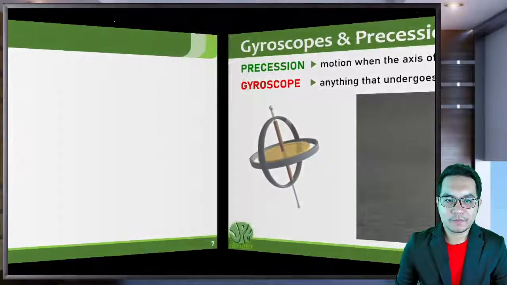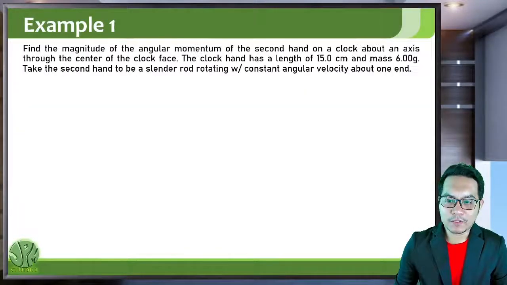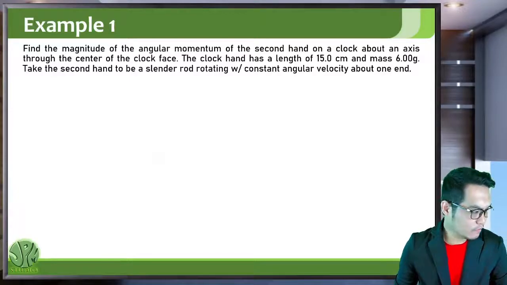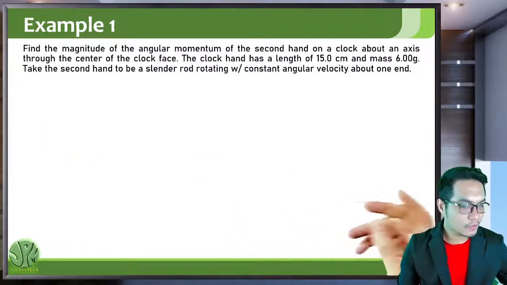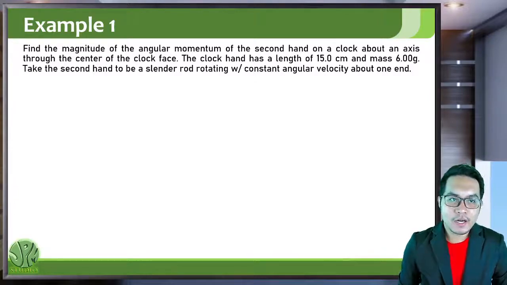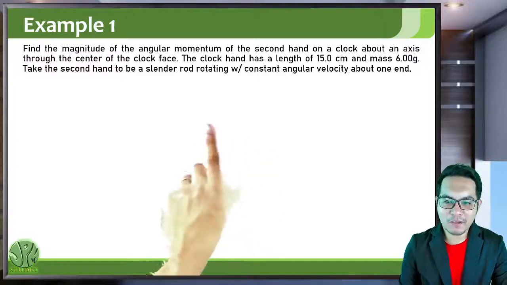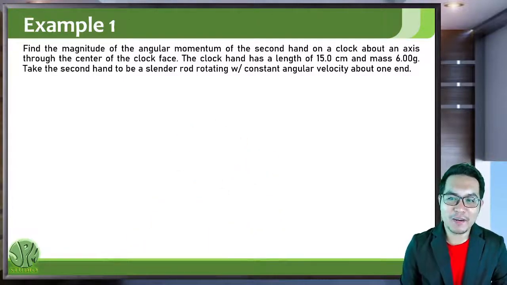Okay. So let's now have an example for this topic. We're asked to find the magnitude of the angular momentum of the second hand of the clock about an axis through the center of the clock. So the angular momentum of an analog clock. This is an analog clock, not a digital clock. The clock hand has a length of 15 centimeters and a mass of 6 grams.